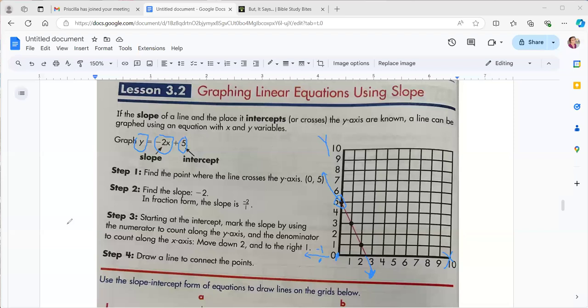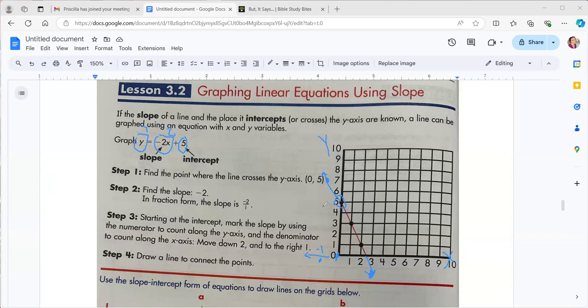Now let's plug in a -1 for x. So this would be -2 times -1, and that gives us a 2. And then 2 plus 5 equals 7 for y. 7 for y, was that what you guessed? Because it's right there on the line. That's the purpose of your line.